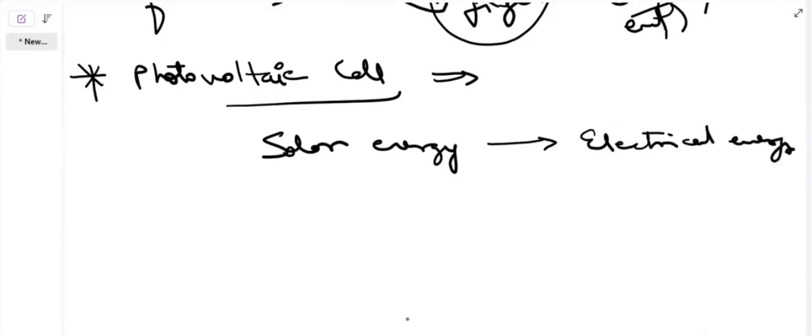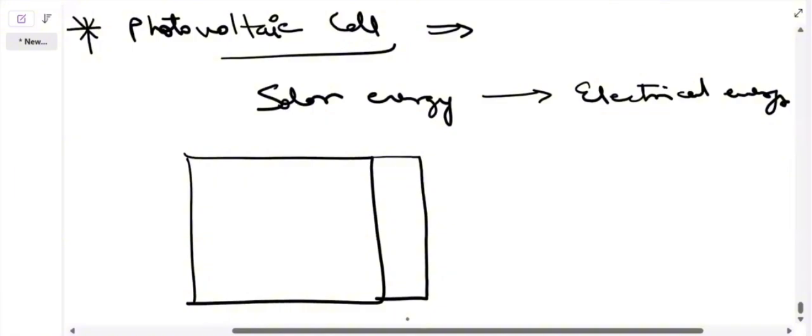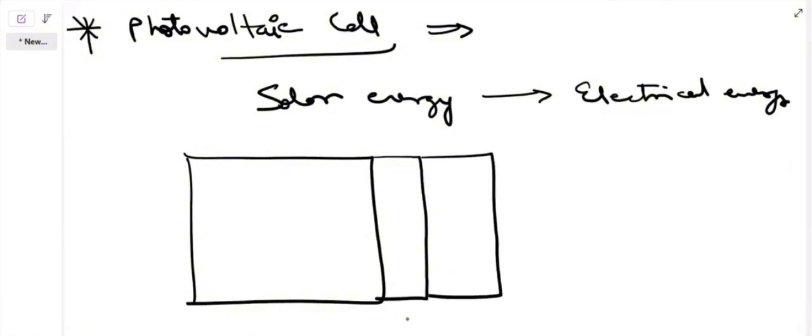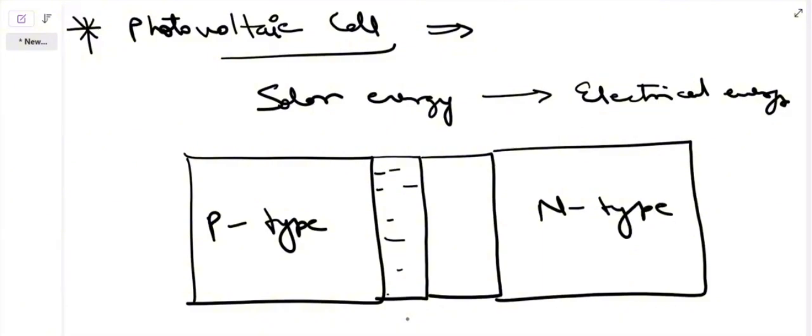A PN junction is a slice of semiconductor where one side has been doped with impurities of holes and the other side is doped with impurities of electrons. Let's say this is my P type and this is my N type. Here I'll have the electrons collected, because P type is attracted to the electrons, whereas N type is attracted to the holes.